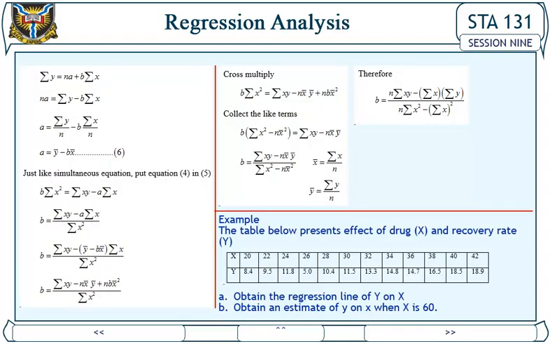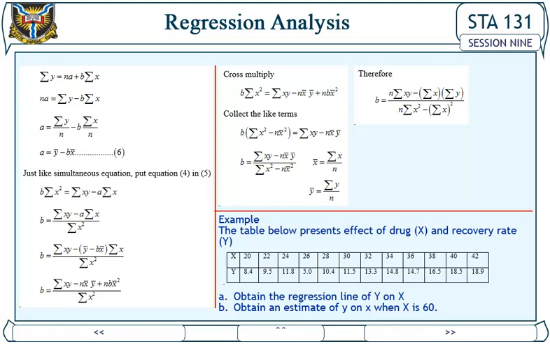From equation 4, summation y equals na plus b summation x, so a equals y bar minus b x bar, equation 6. Just like simultaneous equations, put equation 6 in 5. Collect the like terms: b into bracket summation x squared minus n x bar squared equals summation xy minus n x bar y bar, therefore b equals that ratio.